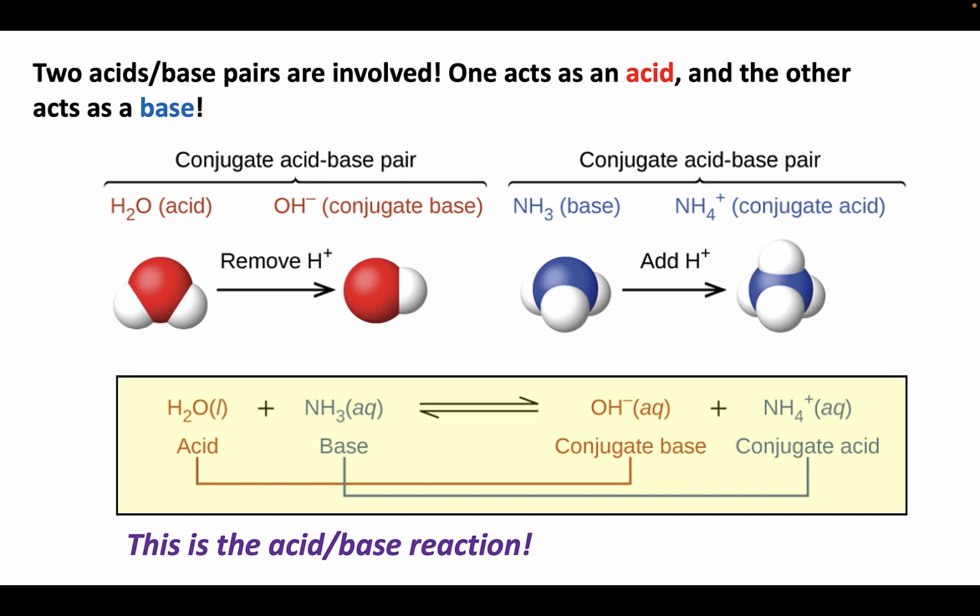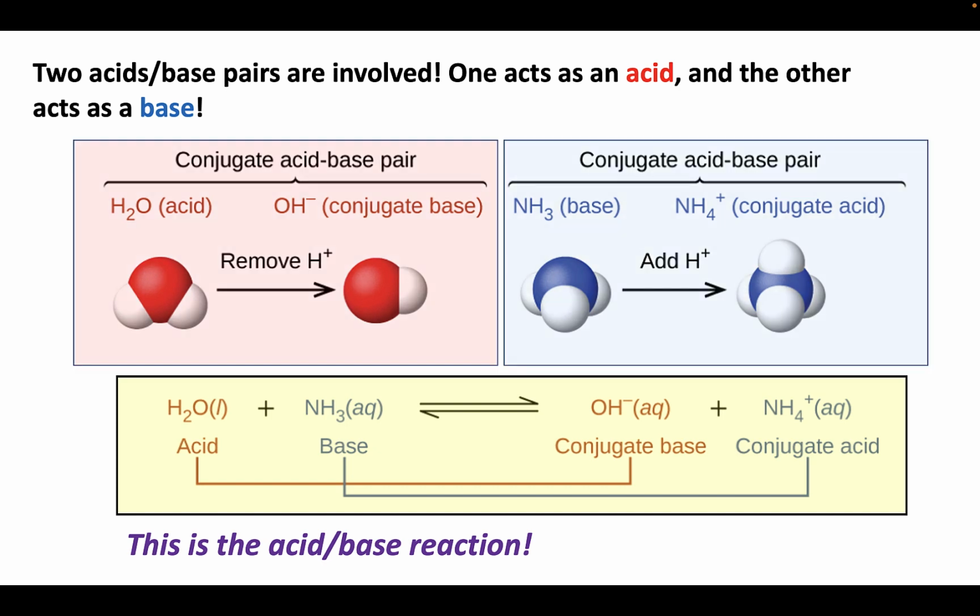We have our reaction, right? On the one hand, we have water that's losing a proton to become OH minus. On the other hand, we have NH3 that's gaining a proton to become NH4 plus. And so there are two conjugate acid-base pairs here: the acid with the conjugate base, the base with the conjugate acid, that are being demonstrated in this acid-base equilibrium reaction.